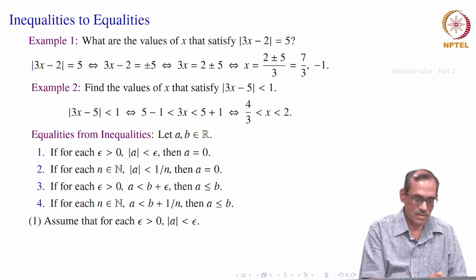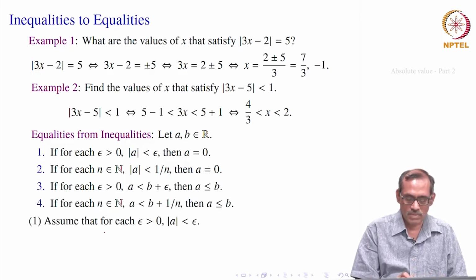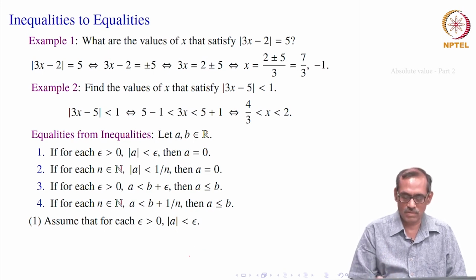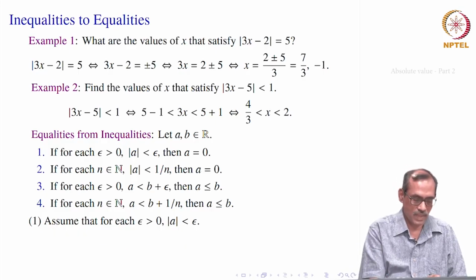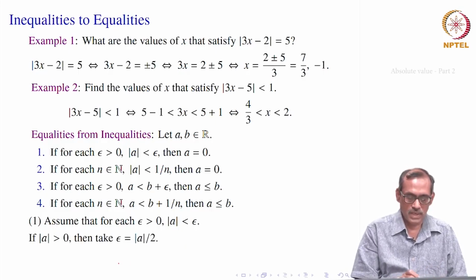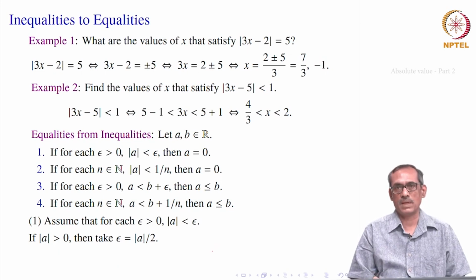We will come back to this. First let us prove it. So assume that for each epsilon greater than 0, |a| is less than epsilon. We are now trying to prove 1. We will come back to 2, 3, 4 in a minute. Now what do we do? If |a| is greater than 0, we want to prove that |a| equals 0.